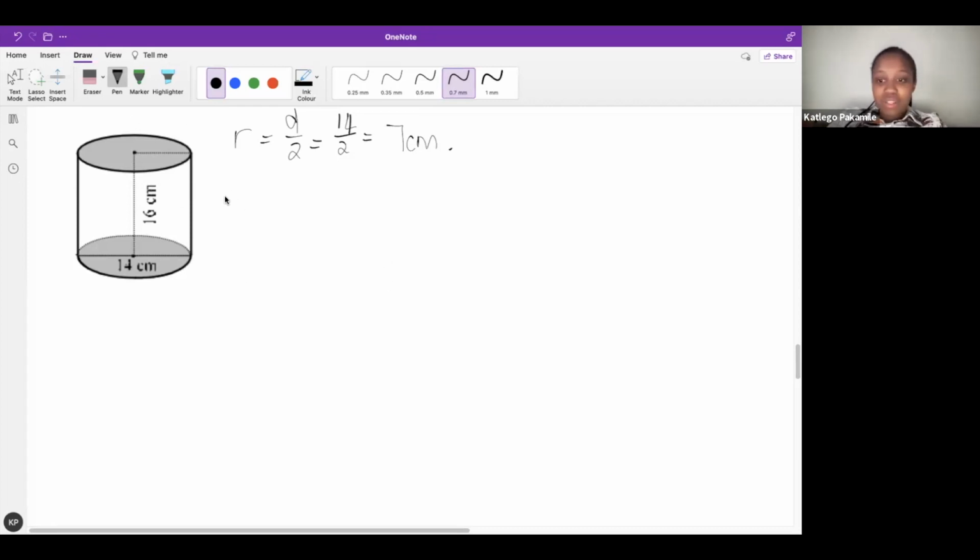So then I'm going to write volume equals pi r squared times height, which is pi times 7 squared times my height, which is 16, equals, thank you, Sia and Tammy, 2463,01. This time it is centimeters cubed.